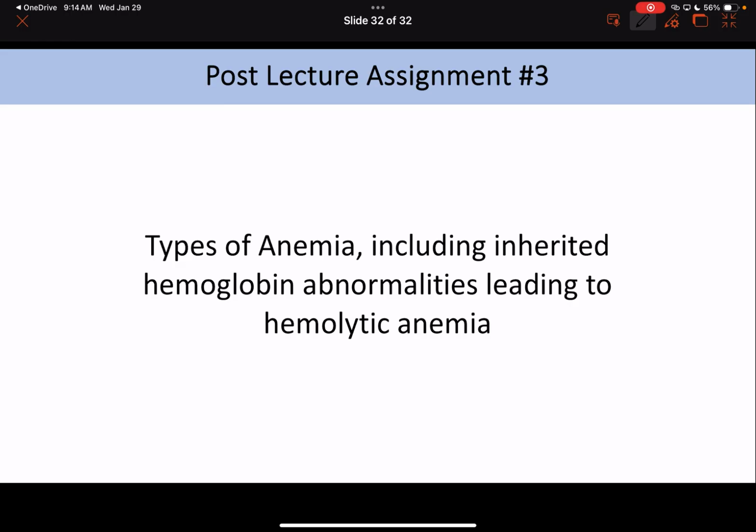Your homework, though, is on the next page after your lecture notes. Looks like this. You're just going to use your textbook or any resource that you have and make sure that it's a good resource to look up the different types of anemia. Hemorrhagic, iron deficiency, pernicious, renal, aplastic. And then there's going to be a little bit about how inherited genes can cause hemoglobin abnormalities that lead to things like hemolytic anemia. So you're going to learn about all those things on your own.